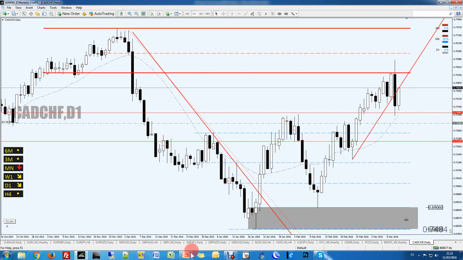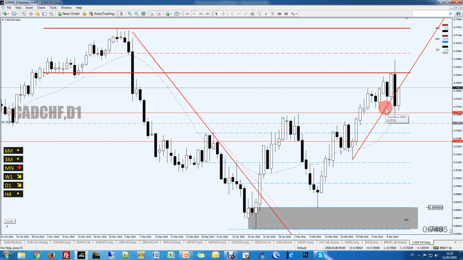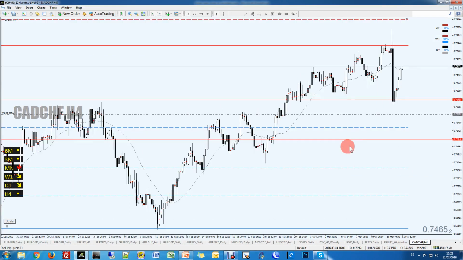With the daily uptrend, if we are trading intraday, and I'm not doing that, you can drop it down to a lower fractal sequence, which is daily, 4-hour, 1-hour. Once we make a higher high here, the daily is up, so you can switch to the 4-hour, and then you can take trades like this. So that's the way it works.